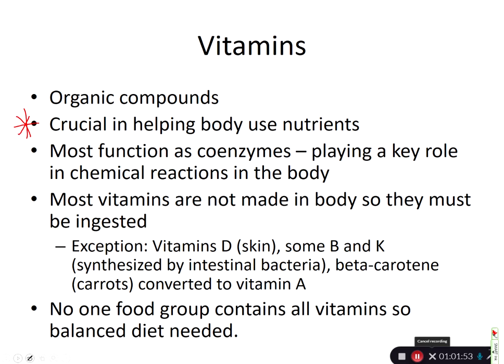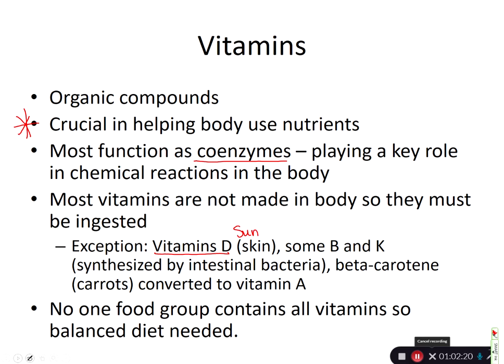And most vitamins act as coenzymes. A coenzyme is just something that helps to speed up a reaction. It just helps the reaction go through. Most vitamins aren't made in the body, so they have to be taken in with food. The exception to that I have listed here are things like vitamin D. Your skin makes vitamin D. It needs sun in order to make vitamin D.